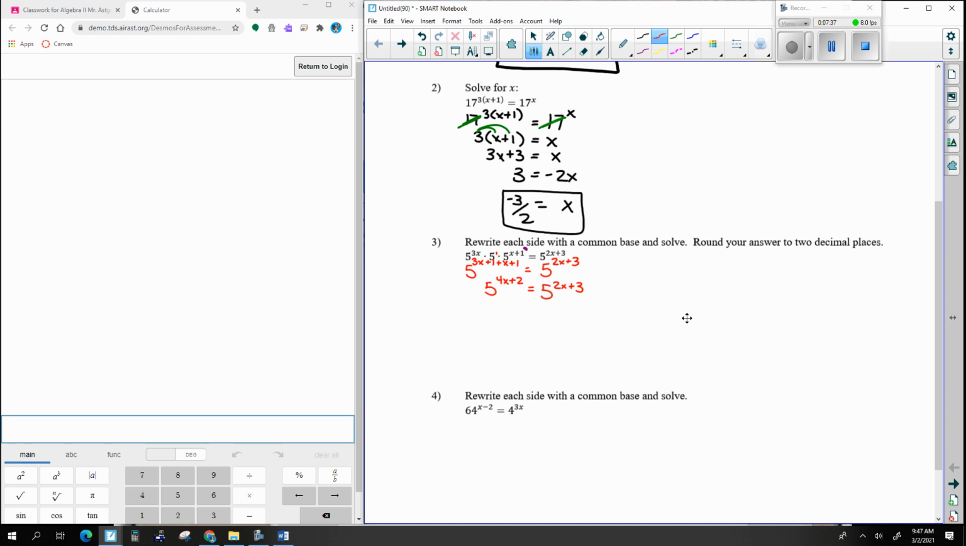I notice that the bases are now the same, so I can eliminate those bases, and now I'm left with 4x plus 2 is equal to 2x plus 3. So I'll subtract 2x from both sides, and I'll subtract 2. Then I divide by 2, leaving everything to be 1/2.